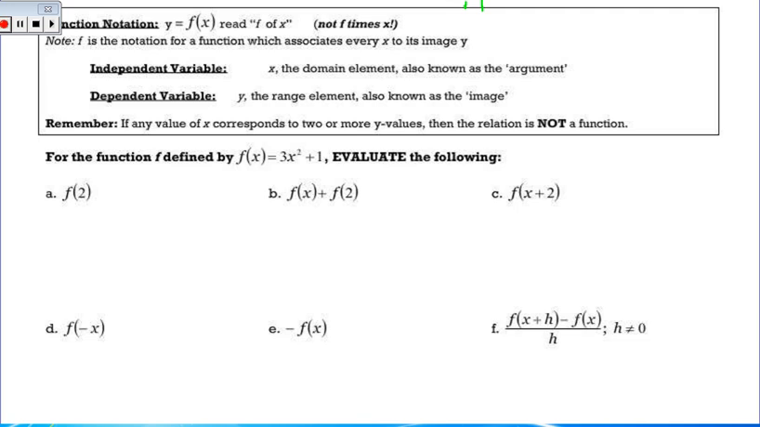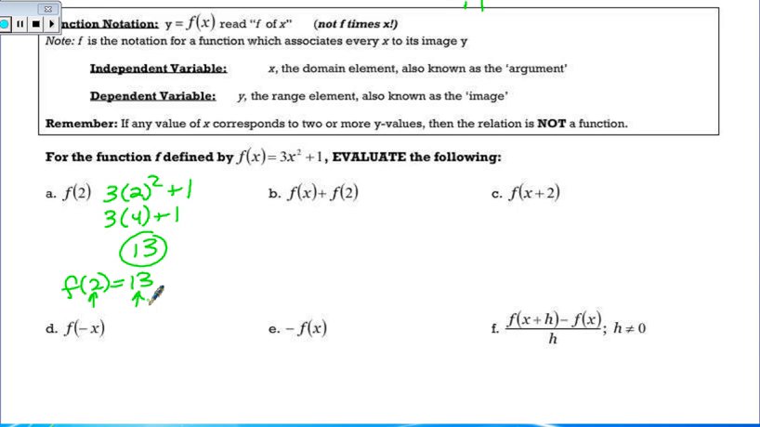Okay, so let's take a look at this. The first thing I want to know is what is f of 2. So any place I see an x, I'm going to replace it with 2. So it's going to get me 3 times 2 squared plus 1. It's going to be 3 times 4 plus 1. So I get 13. So f of 2 is 13. When the x value is 2, the y value is 13.